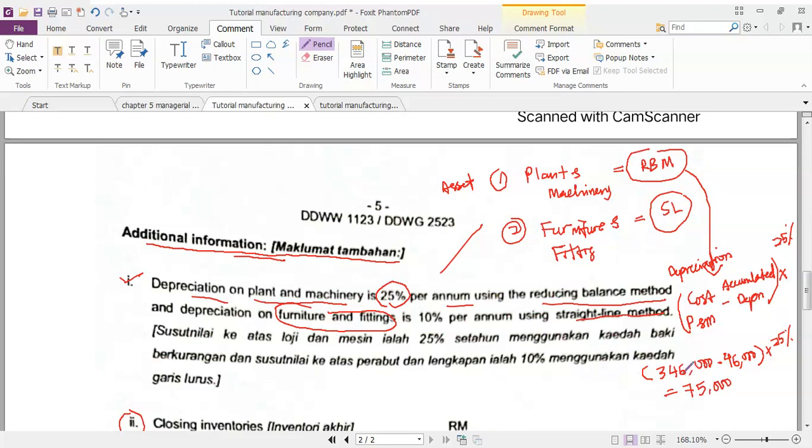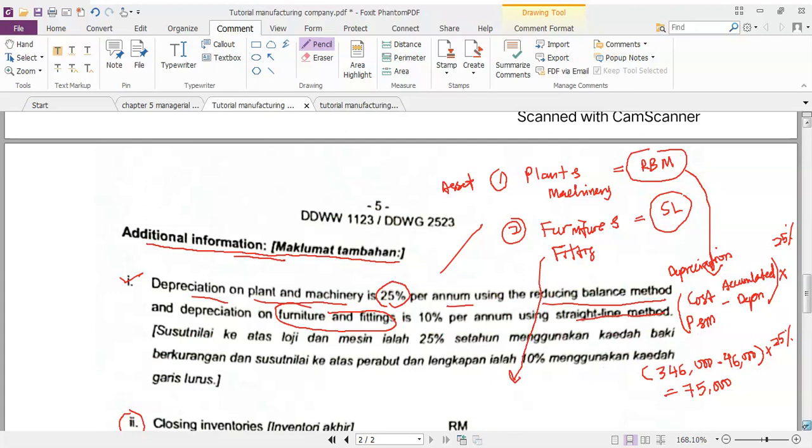Okay, this is how we calculate. You minus first with the accumulated depreciation and then times with 25%. So you will get 75,000. Okay, so that is for plant and machinery under reducing balance method. So how to calculate furniture and fitting using straight line?